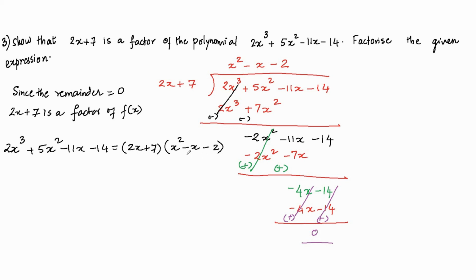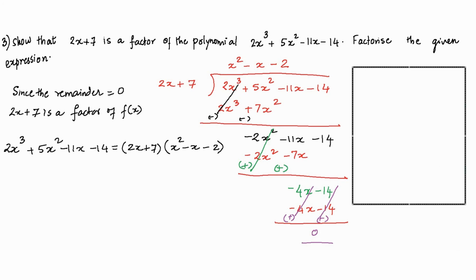Now this is a quadratic polynomial. I definitely know how to factorize quadratic polynomials using the splitting the middle term method. So let me go ahead and factorize the given polynomial here. So I have x squared minus x minus 2. I need to find two numbers whose product is 1 into minus 2, that's minus 2, and the sum is minus 1, right?